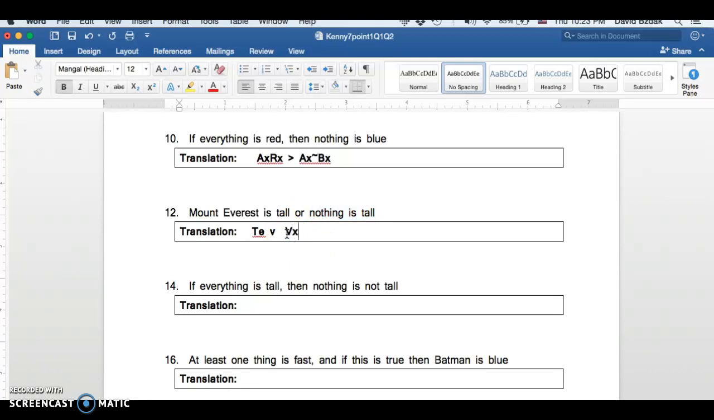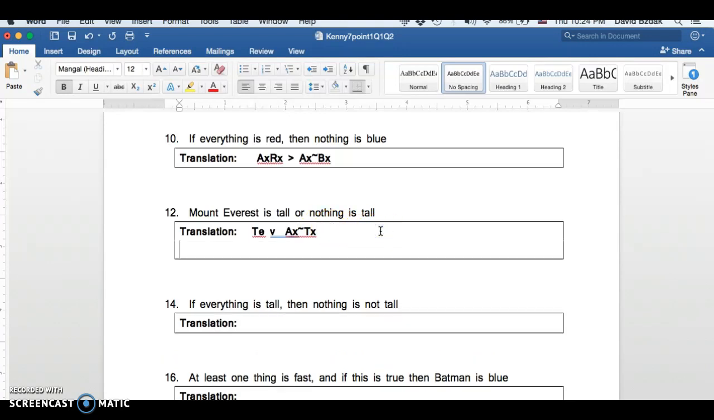And again, for all x, if we did this, it would say Mount Everest is tall or everything is tall. Okay, so we don't want to say everything, we want to say nothing. And again, if you put the negation out here, that would say Mount Everest is tall or not everything is tall. But we don't want to say not everything is tall, we want to say nothing. So we need to put the negation inside.